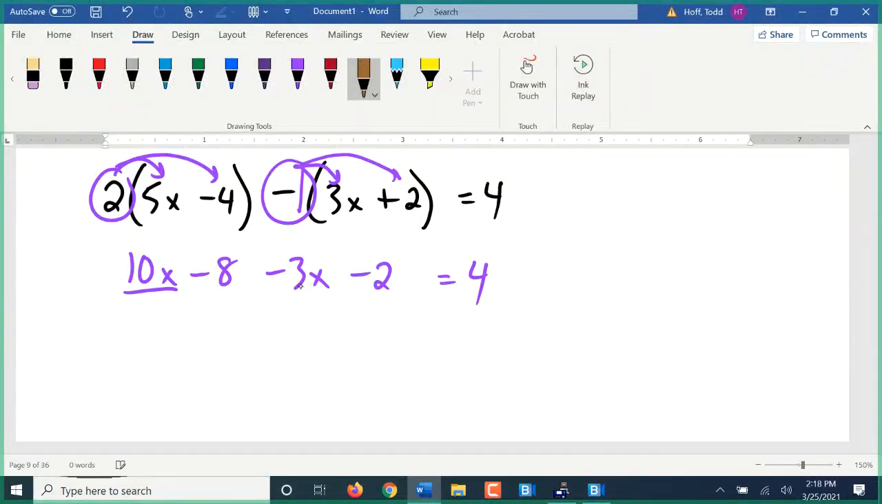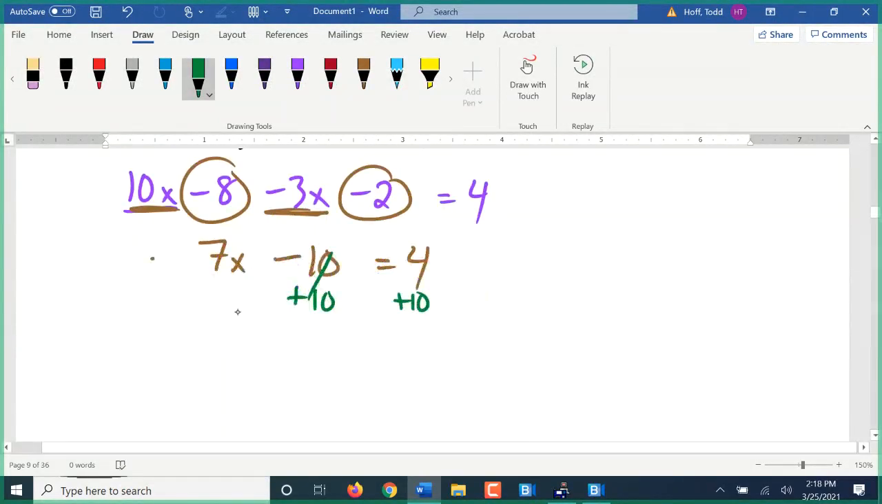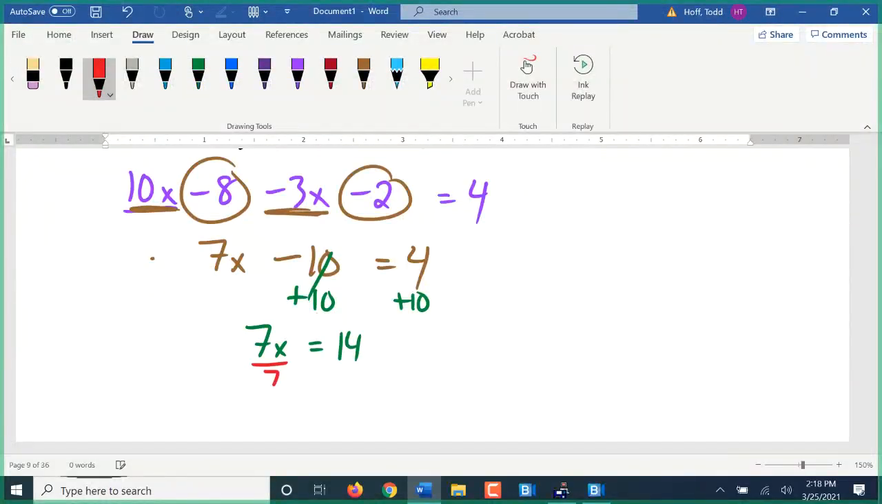We have 10x and negative 3x makes 7x. Negative 8 and negative 2 makes negative 10. Of course, that still equals 4. So to keep solving here, we're going to add 10. 7x equals 14, and I'll divide by 7. X equals 2. So that's a lot of work for that simple result of x equals 2. But as long as you go step by step, they're not so bad.